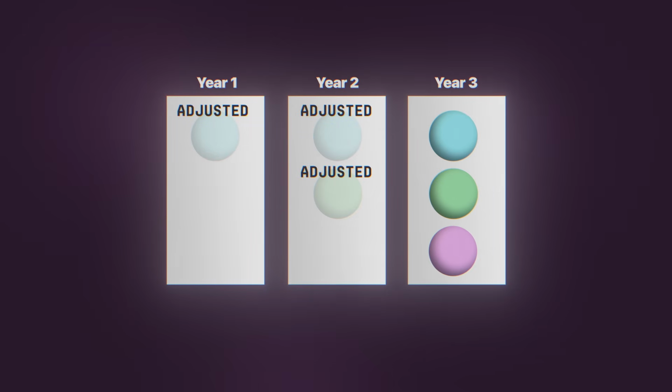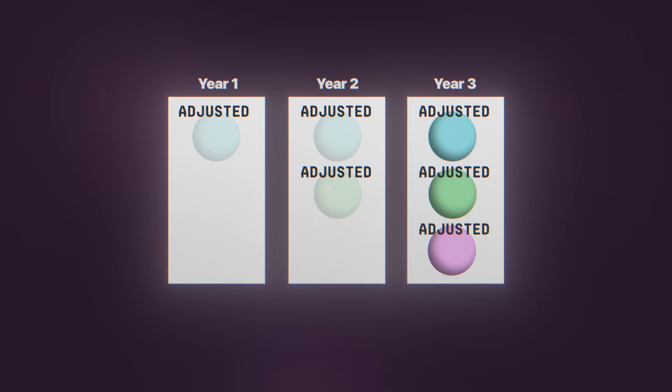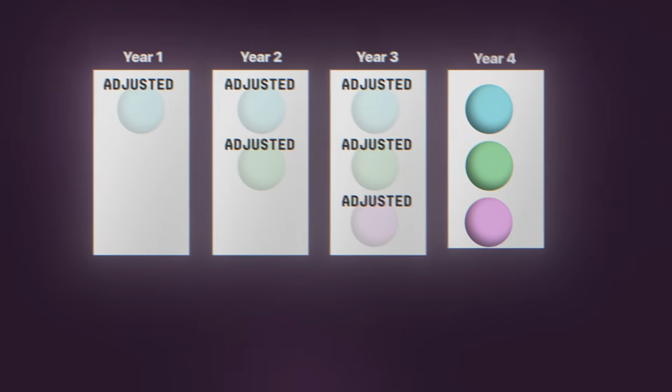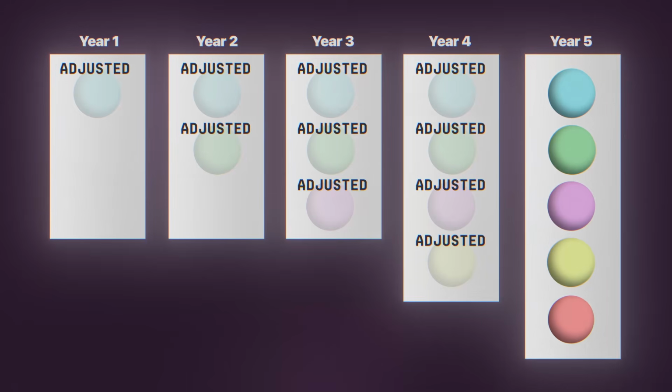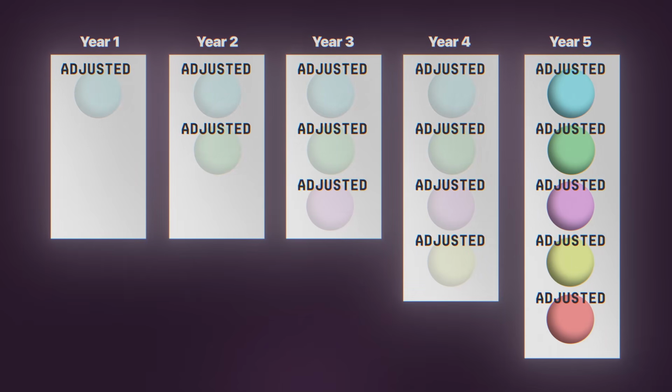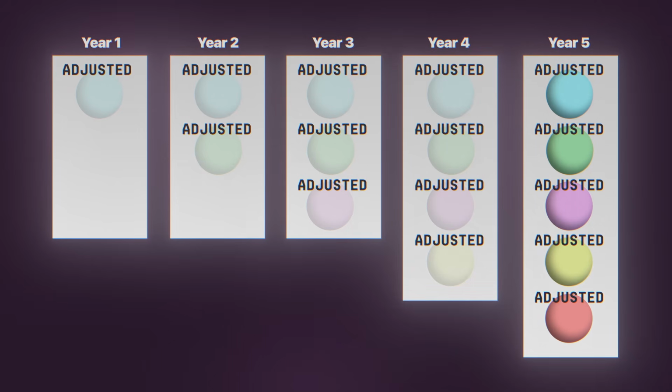Year 3, you buy a third parcel. End of year 3, another AMIT adjustment. Parcel 1 gets adjusted for the third time. Parcel 2 gets adjusted for the second time. And parcel 3 gets adjusted for the first time. And this keeps going year after year. So by year 5, parcel 1 adjusted 5 times, parcel 2 adjusted 4 times, parcel 3 adjusted 3 times, parcel 4 adjusted 2 times, and parcel 5 adjusted once.